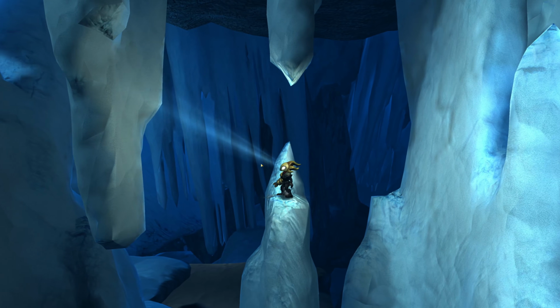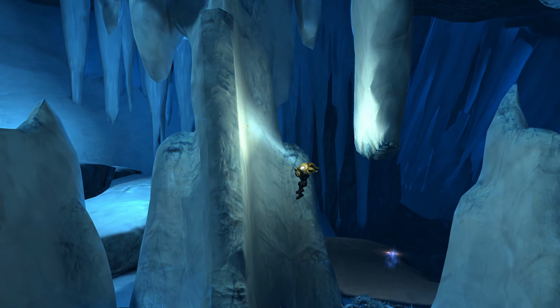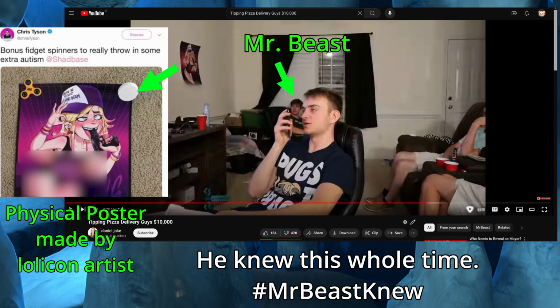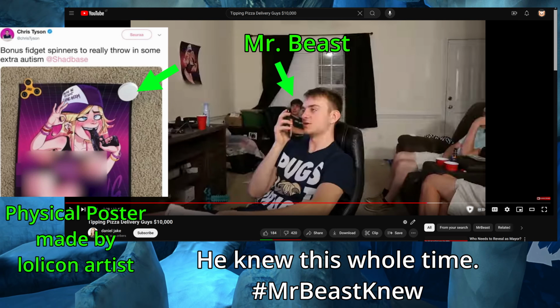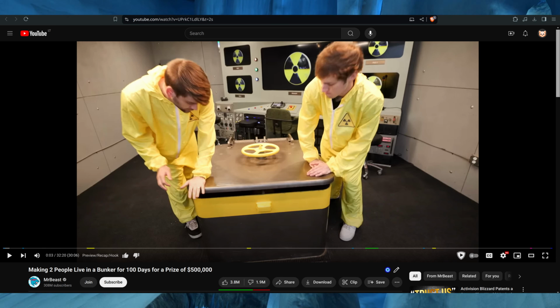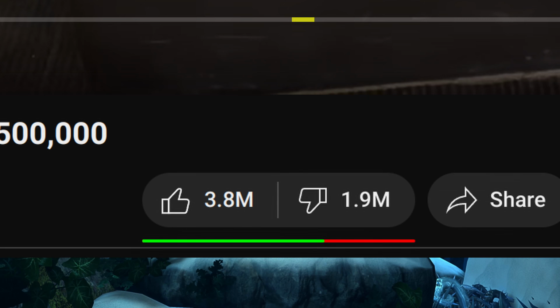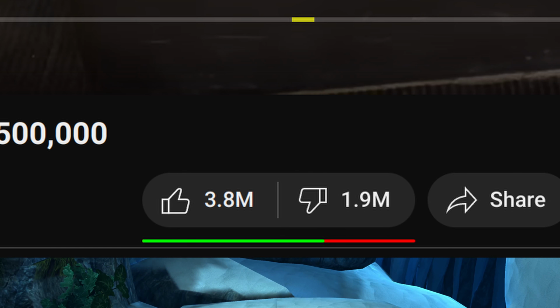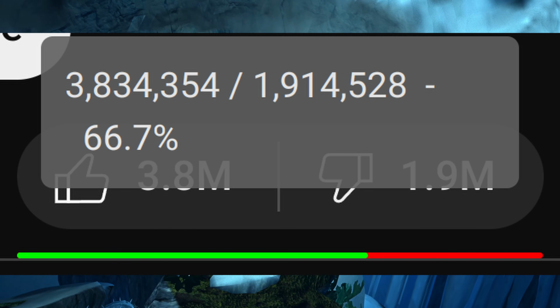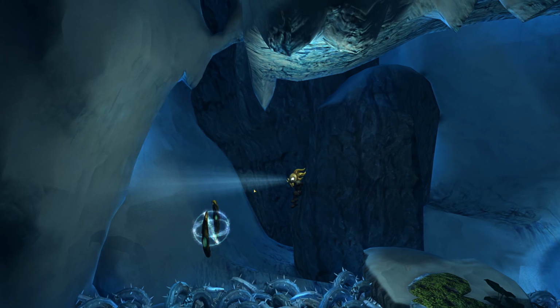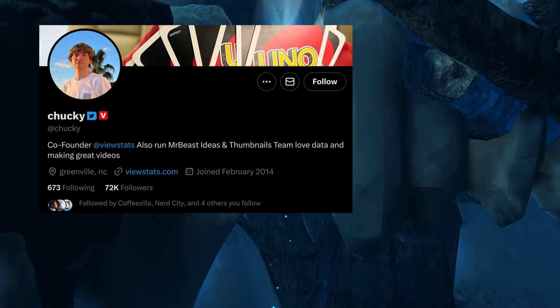Okay, but the most recent example of this is much crazier. Most people are aware that MrBeast has been embroiled in multiple controversies recently. He just so happened to release a new video a few days ago, and our favorite extension is once again reporting wild numbers. Almost 2 million dislikes at a 66% like ratio.